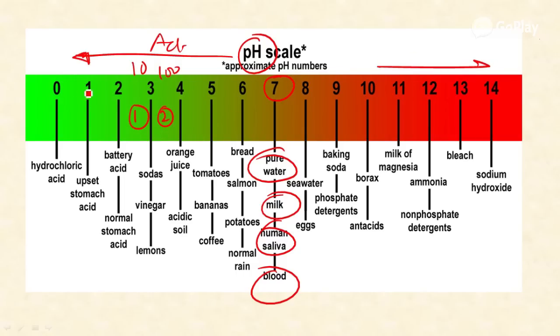So pH 0, which is represented by hydrochloric acid, is more acidic than battery acid. Similarly, pH 14, which is sodium hydroxide, is more alkaline than baking soda of pH 9. So less than 7 is the acidic pH, more than 7 is alkaline pH, and pH 7 is the neutral pH. This is the pH scale.